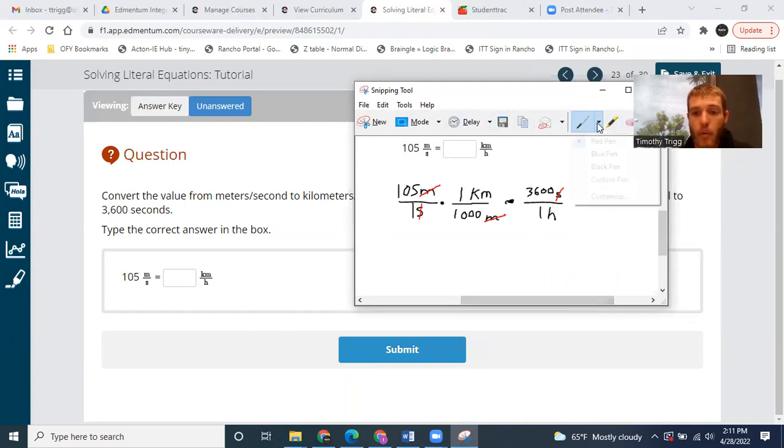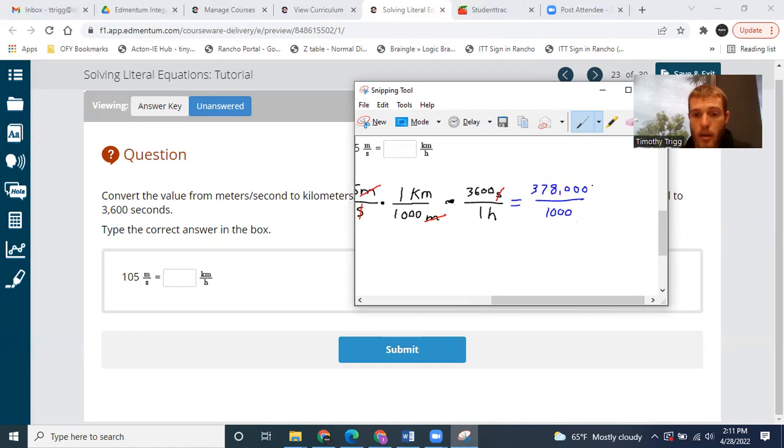Now, to figure out the answer, what we're going to do is go ahead and multiply all your numerators together. 105 times 1 times 3,600 gives us 378,000. Okay. Over, now we're going to multiply all our denominators. So 1 times 1,000 times 1, well, that's just 1,000. So we have 378,000 kilometers over 1,000 hours.